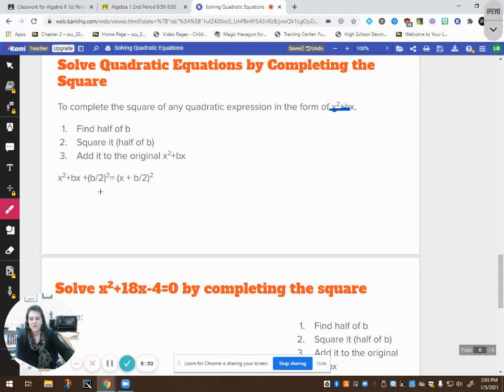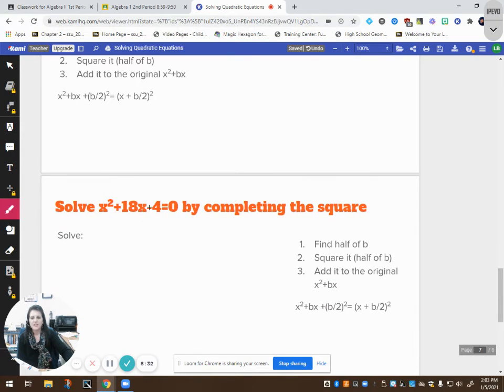Then we add it to the original equation. So let's look at this. We've got this equation right here. This is not a perfect square trinomial, right? The square root of 4 is 2, but 2 plus 2 is not 18.